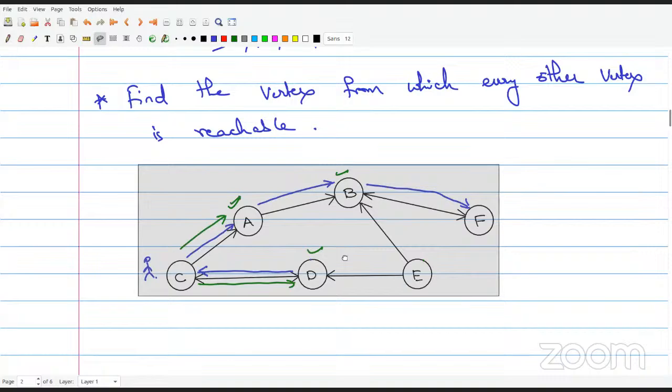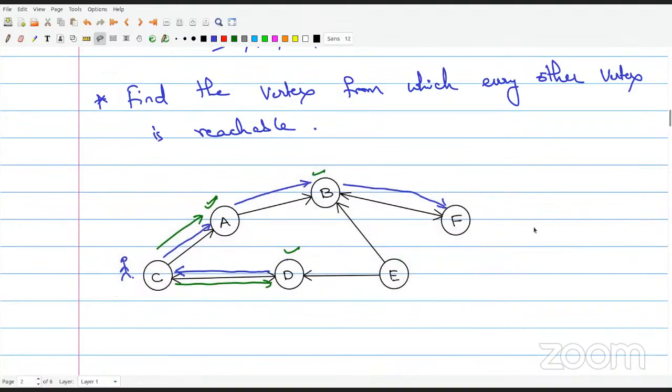E only. So now what you have to find? You have to find a vertex from which every other vertex is reachable. E. Sir, E. So now I have to be at which position so that I can reach every other vertex? C is ignored anyway because from C I can't go to E. So C cannot be. So from here we can check from D.